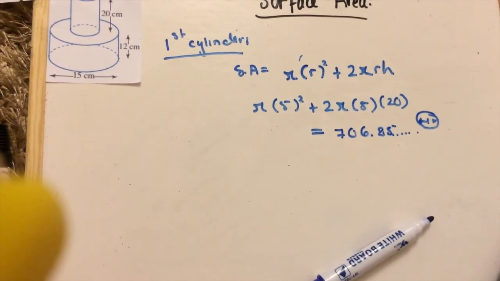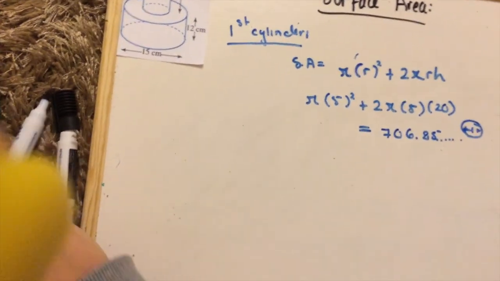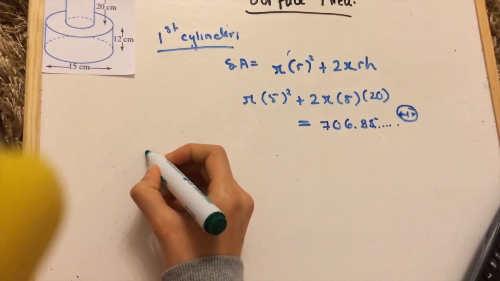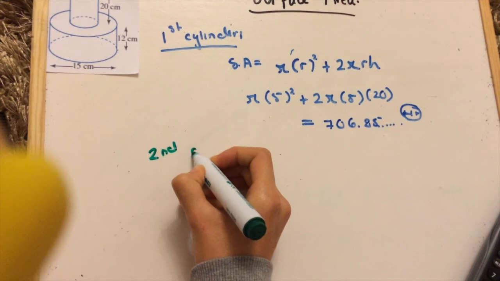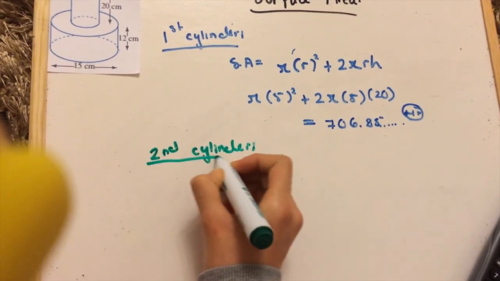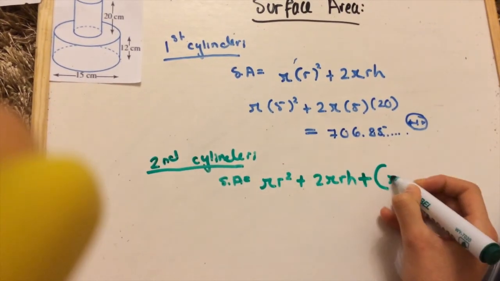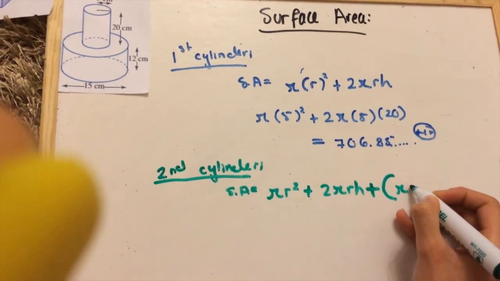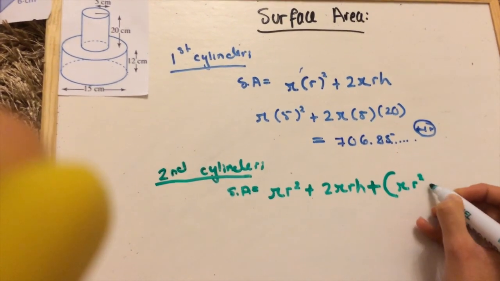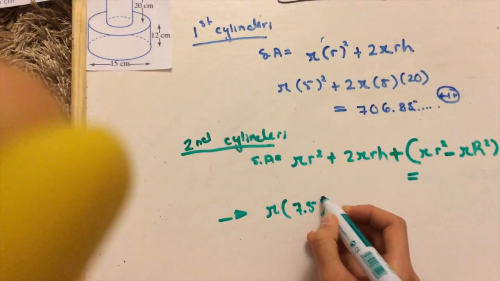Now we're going to go ahead and find our second cylinder. Again, I'm not going to calculate the top circle like now, but I'm going to add the circle and then subtract the little circle from it to get the area around. So I use a different color here. So our same formula, pi r squared plus 2 pi r h. And then we're going to add the top circle, but we're going to subtract the little circle from it to get the area around.